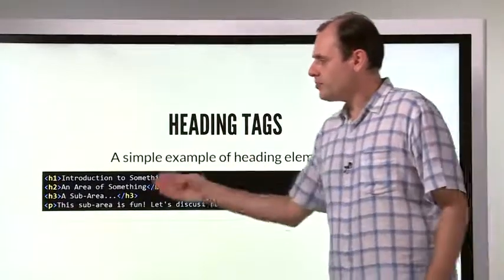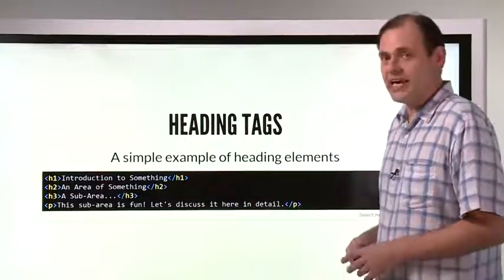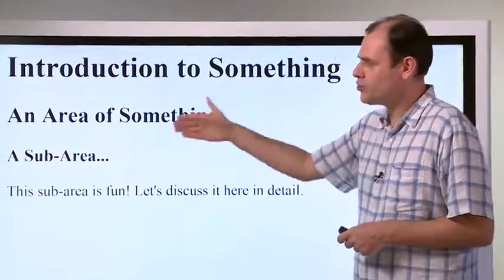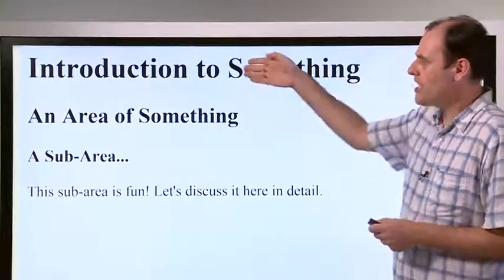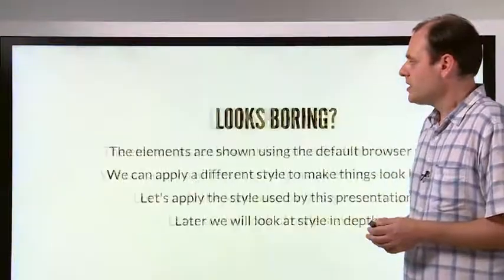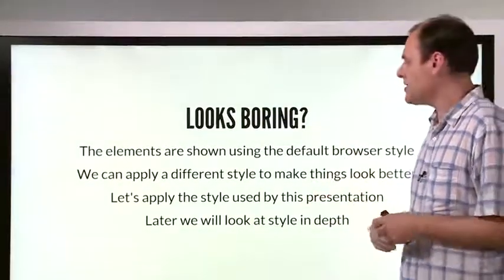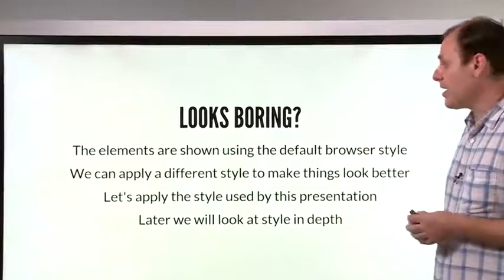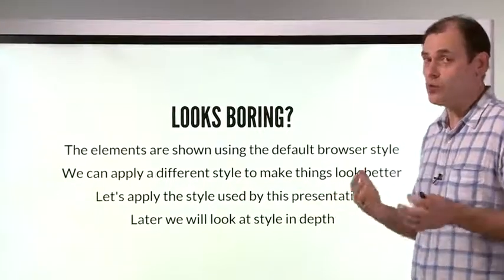So, quick example, H1, H2, H3, and a paragraph underneath it. Nothing too complicated. What does it look like? Looks like this. H1, H2, H3, and paragraph. Okay, straightforward. And you can see H1 bigger than H2, bigger than H3, and so on. It works. It looks a bit boring, but it works. It's black and white. Those elements are shown using the default style of the browser. Now, later we'll talk about changing the style so things look more interesting.